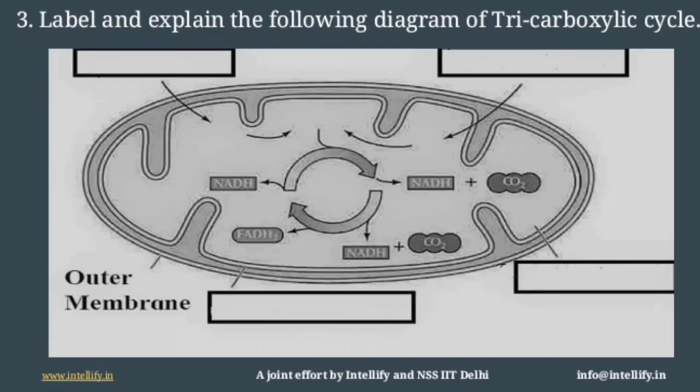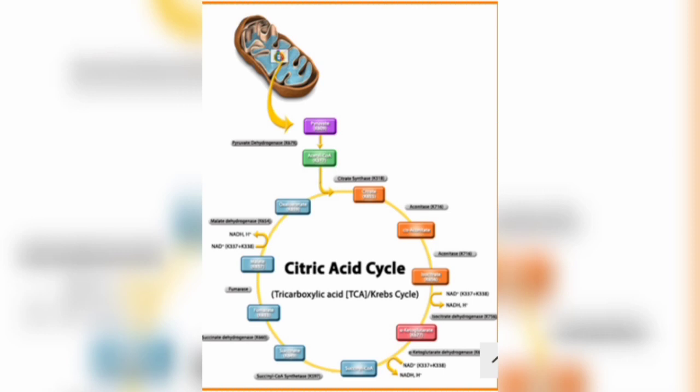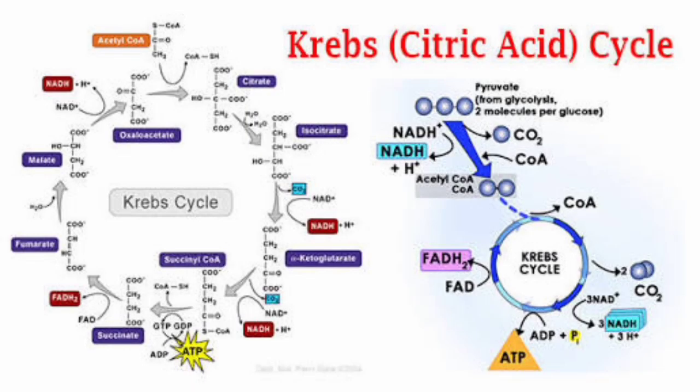Now the third question is, label and explain the following diagram of the tricarboxylic acid cycle. Now the tricarboxylic acid cycle is also known as the Krebs cycle or citric acid cycle. Here is the series of chemical reactions used by all aerobic organisms. Aerobic organism means an organism that can survive and grow in an oxygenated environment. These organisms release stored energy through the oxidation of acetyl-CoA.